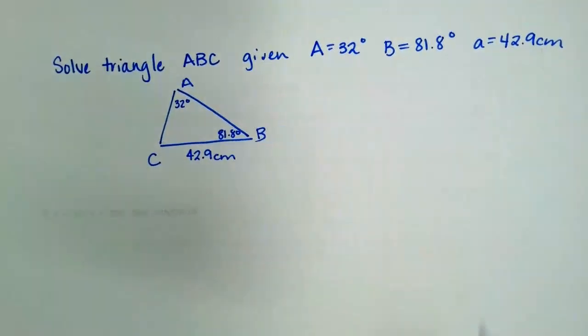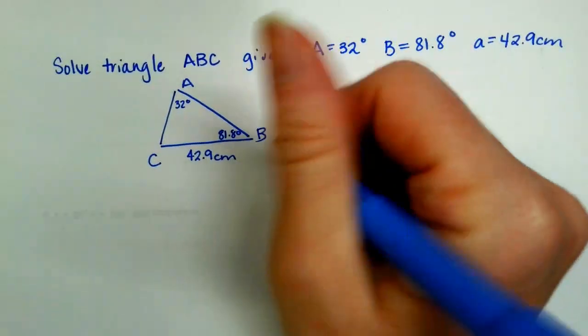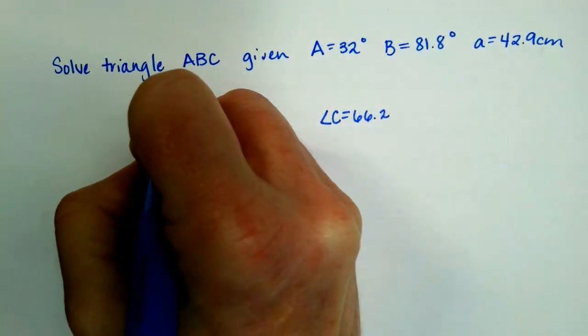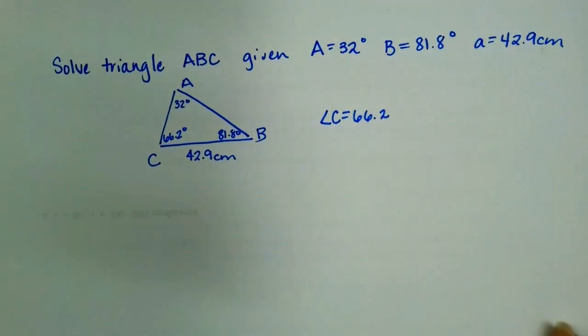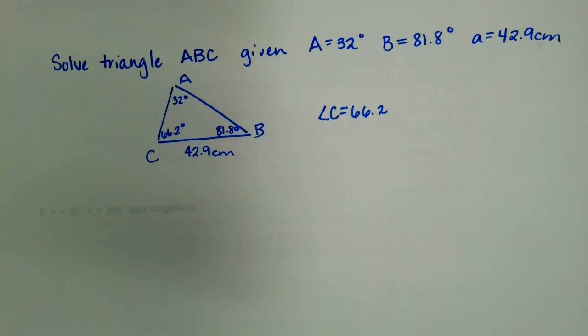So first thing I'm going to do, the easiest thing to do is to find angle C because I can do that just by subtracting from 180. I know that angle C is 66.2. Okay, so obviously it's a non-right triangle. I have no 90-degree angle in this. In order to use law of sines, all you have to have is one completed ratio, meaning I need the angle and the side across from it.